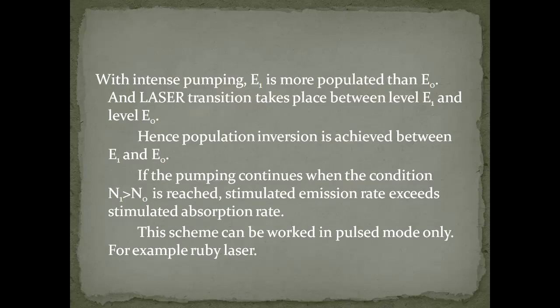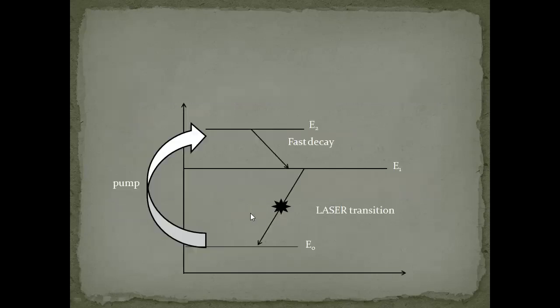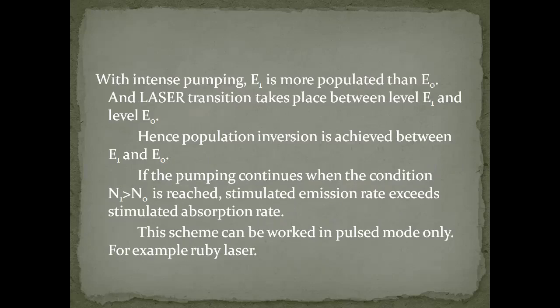But if you want to make a continuous output, just introduce one more energy level in between E0 and E1. If you introduce one more energy level, the process will become continuous and you will have a continuous laser output.